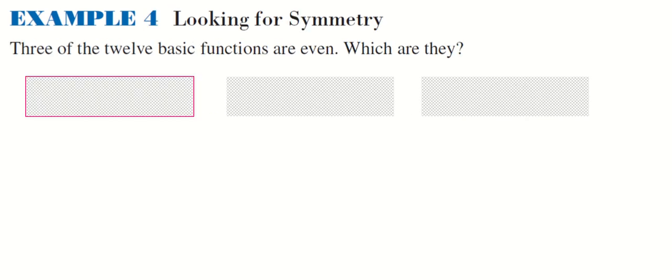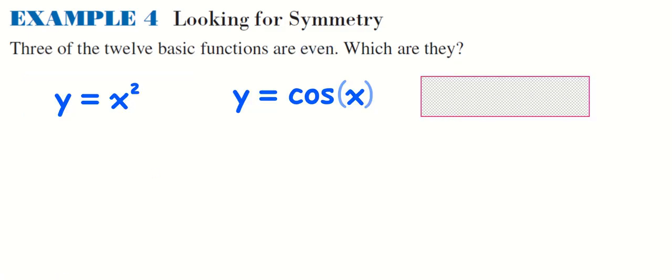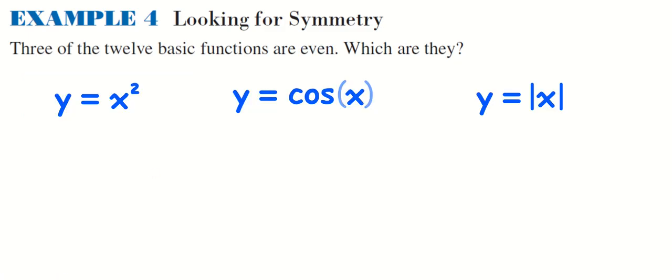Example 4, be quick to pause if you want to try this on your own. 3 of the 12 basic functions are even. Remember what even means? Even means that it's symmetrical in regards to the y-axis. So those are the 3 graphs that are symmetrical to the y-axis, and therefore we can call them even.